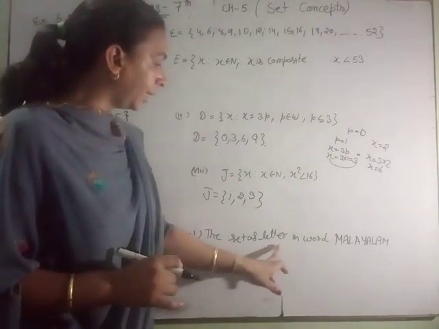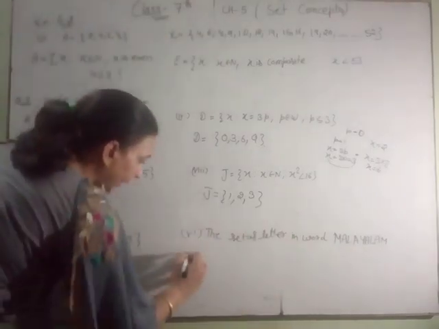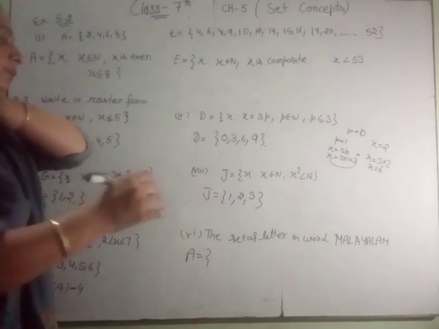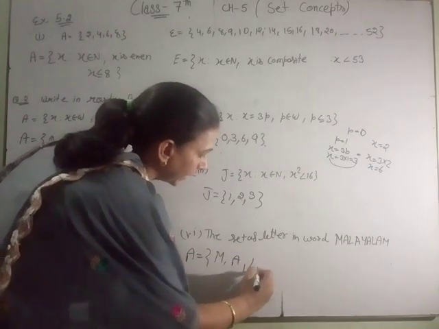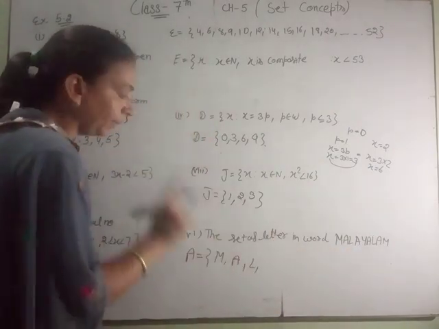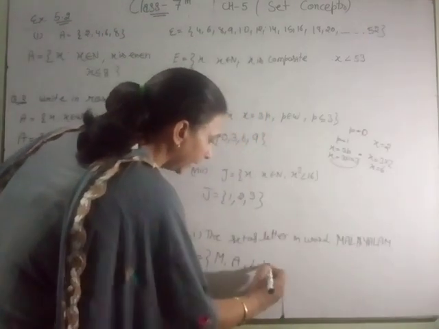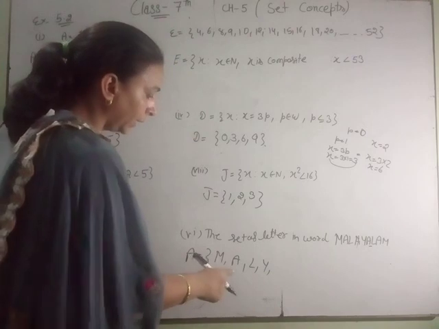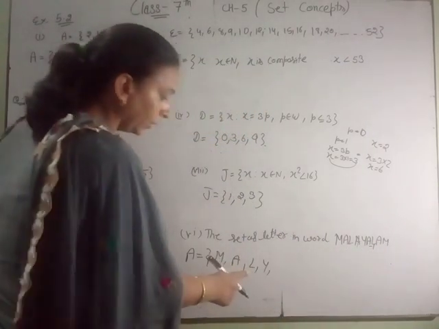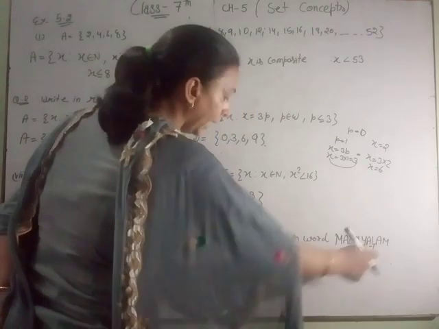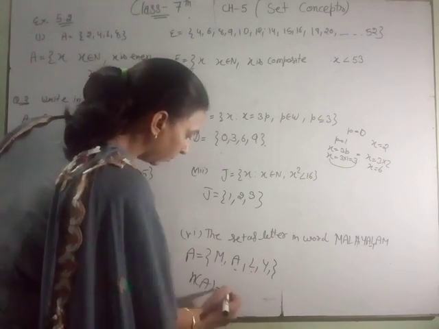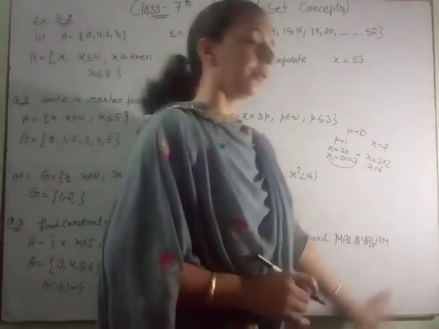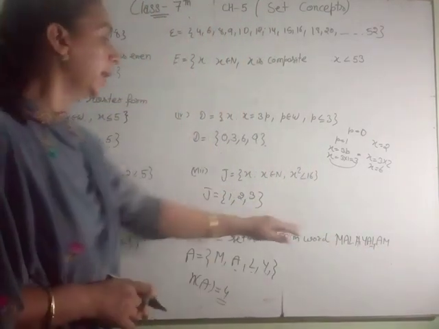Next is the set of letters in the word Malayalam. We write set A as the letters of this word. First we take M, next A, next L, again A, but we take A only one time, so this A is cancelled. Next is Y, next is A, again repeated, but we take it only one time. Next L is already taken, A already and M already. So the cardinal number of set A is 4: 1, 2, 3, 4. Okay, next we move to the next question.